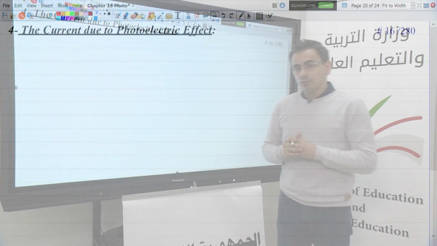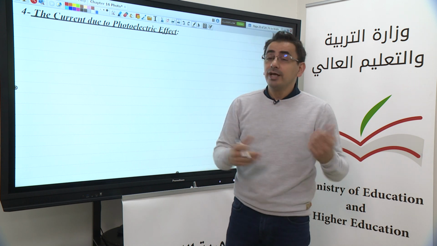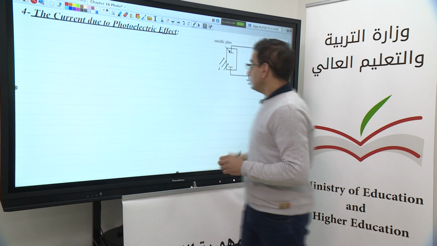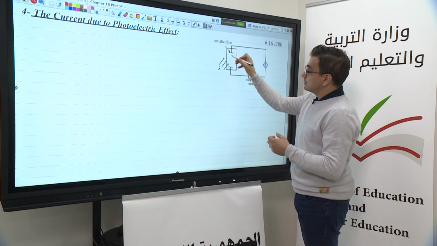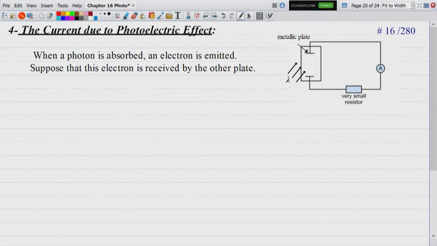The current due to a photoelectric effect. All our work is that electrons are coming out. So how can I benefit from this? Basically, when an electron is ejected from a plate, they arrived here, the electron appeared. Once the electron is ejected out of the plate, some current will flow here. Electrons decreased here, increased there, etc. Okay, so we'll have a current flowing in the circuit.